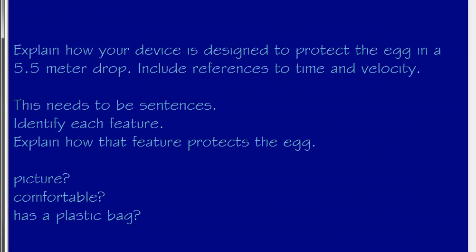If your explanation talks about how comfortable the egg is going to be, you're really not tackling the science terms, so please use science terms to explain how your device protects the eggs. If it just says it has a plastic bag, what is a plastic bag for? What does it do? How does it help the egg survive the fall?